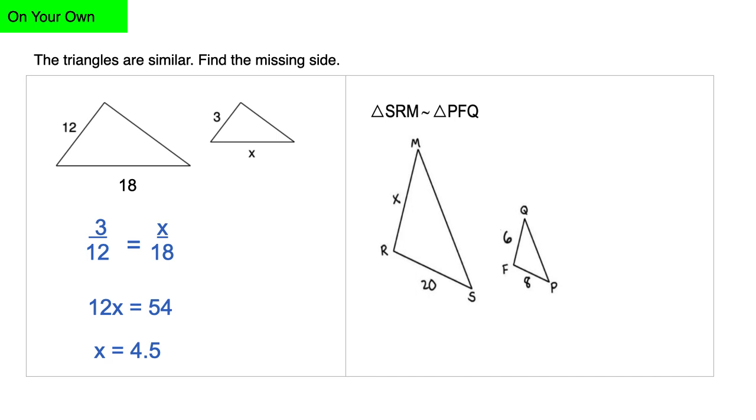Again, I set up a proportion and I set the ratio of corresponding sides equal. I said x over 6 is equal to 20 over 8. I once again cross multiplied and I got that 8x is equal to 120. I grabbed my calculator, I divided both sides by 8, and I got that x is equal to 15. How did you do?